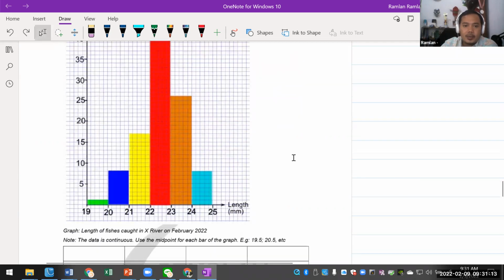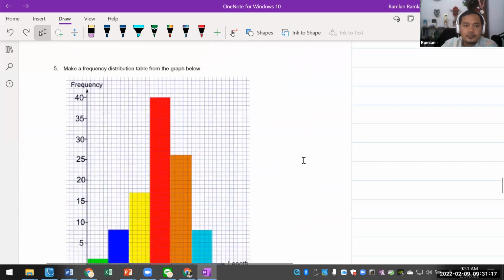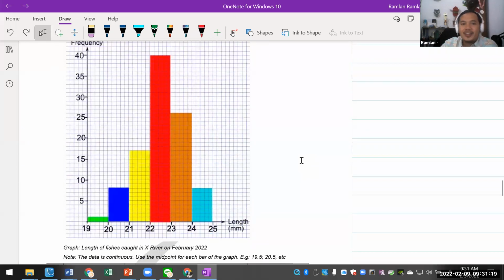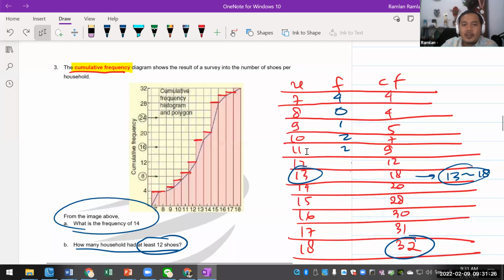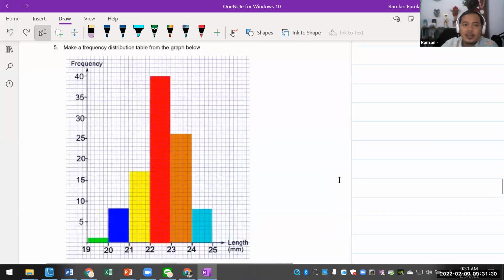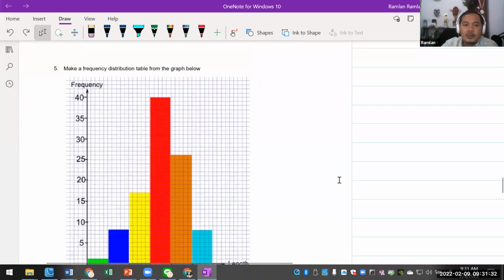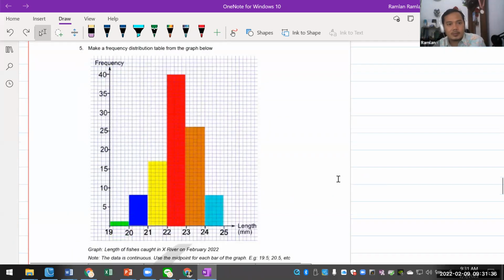Oke, next one. Satu lagi ya. Last one. Oke, this one tadi udah ya guys. Ini kan sama aja ini. Tapi the difference, kalau ini cumulative frequency, kalau ini frequency table ya. So when you want to make this into a table, I'm going to make it a little bit smaller.